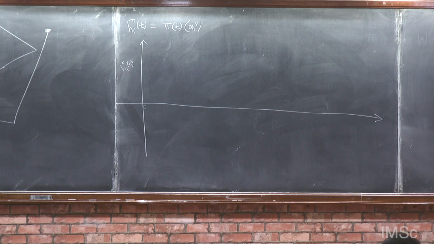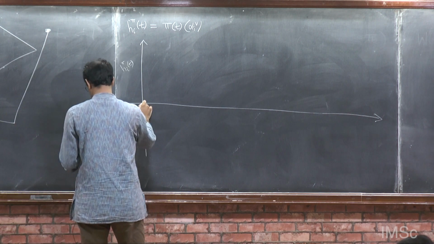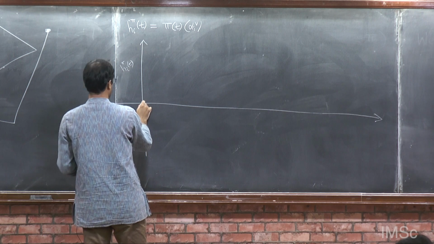On this segment, the path looks like some linear function of t. So when I evaluate it on alpha i check, I'll just get some linear function of t. So on each segment here, I will have a corresponding linear segment in my h_i of t. So let's draw that. Let's say it looks like this.